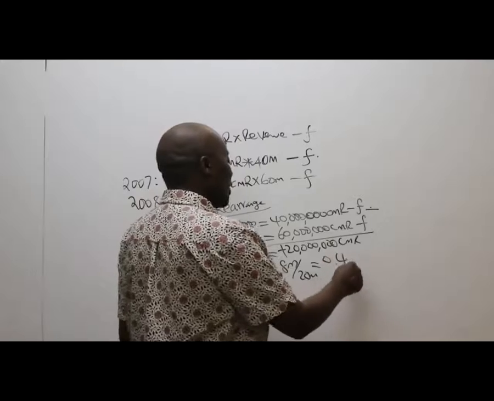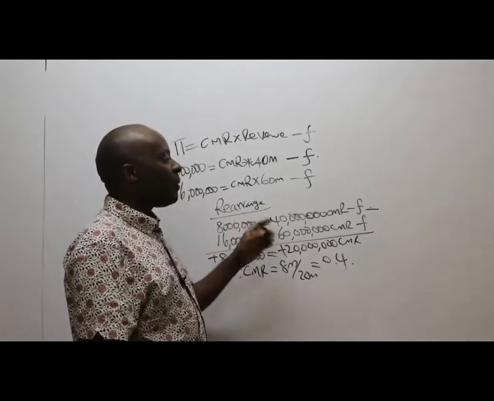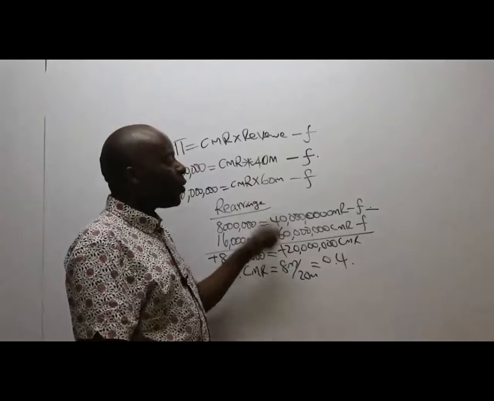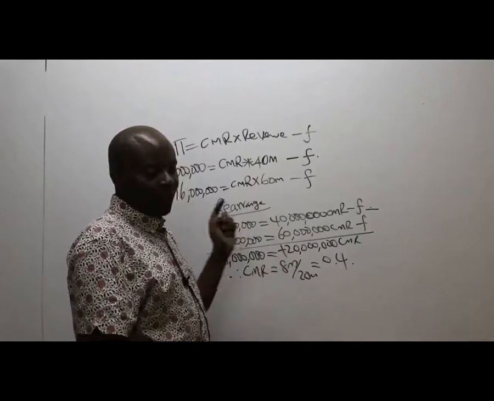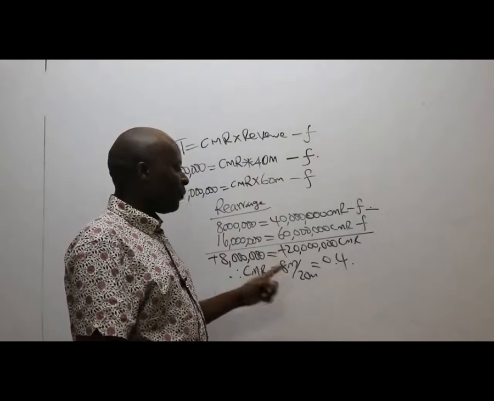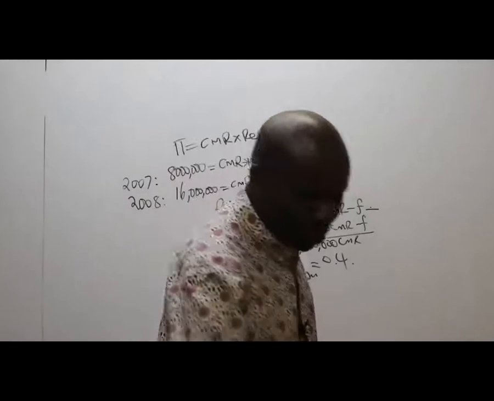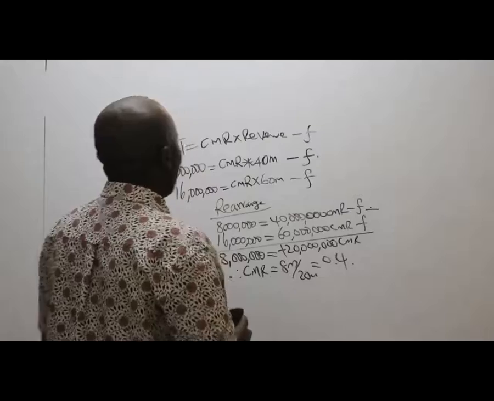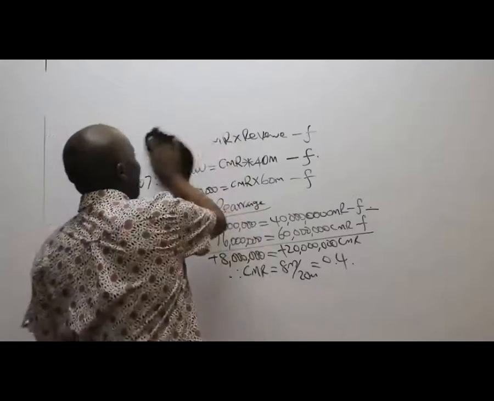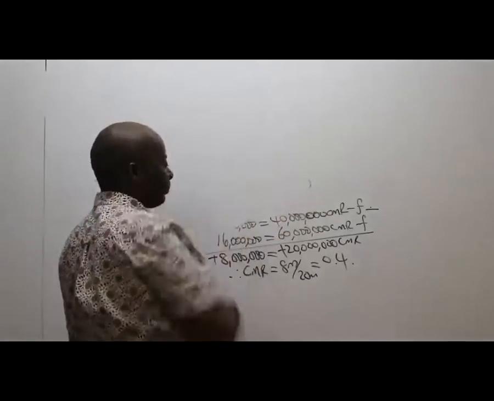Now, having gotten CMR, of course, what I'll do is to substitute for CMR in any of the two equations for us to be able to get fixed cost. By doing that, we should be able to get our fixed cost. So please go ahead, substitute.